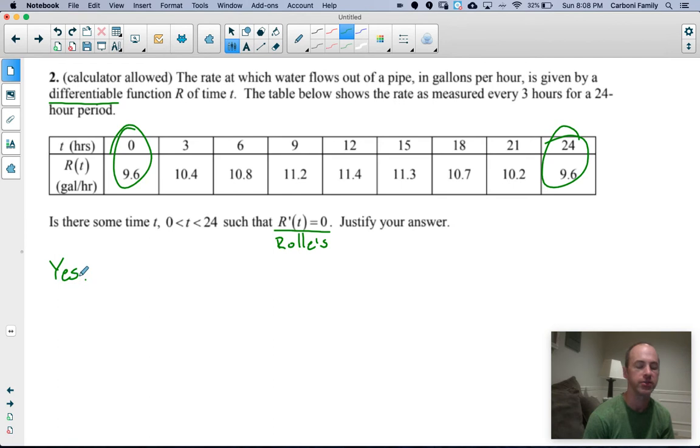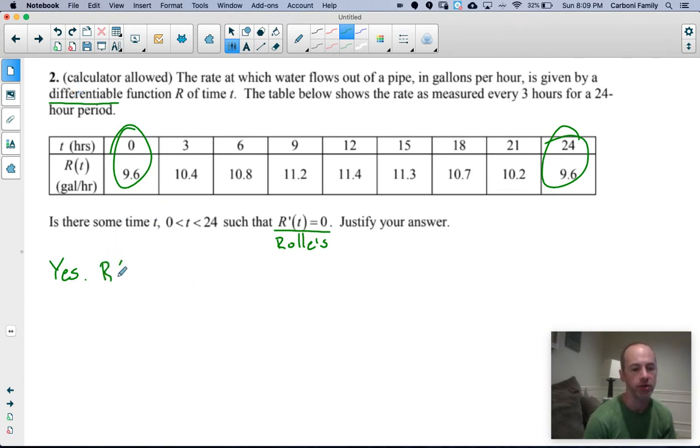If they ask a yes or no question, always write either yes or no. But then it says justify your answer. And when you justify answers using a theorem, you must establish the requirements for that theorem. And in this case, that is that the function r is differentiable and continuous. And even though they didn't say continuous, we know continuity because differentiability does imply continuity.